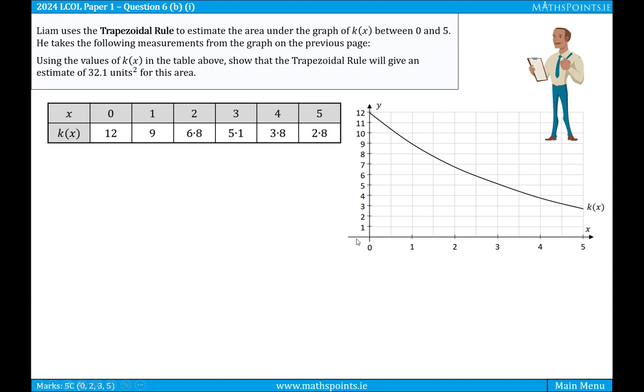Okay, so here's another example. This is from the 2024 Leaving Cert Ordinary Level paper, and what we have here does look like a function. There is the graph of a function k of x. Now we're not told what the function is, but we are given the outputs or the y values for various inputs of x. So x equals 0, 1, 2, 3, 4, 5. When we put those into a particular function, we get 12, 9, 6.8, 5.1, 3.8, 2.8 respectively.